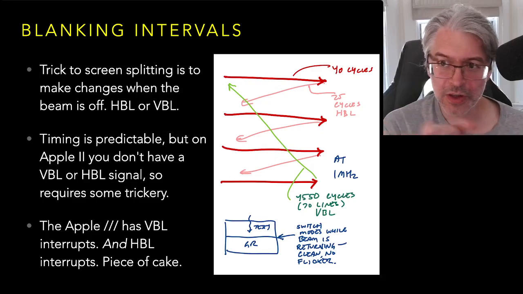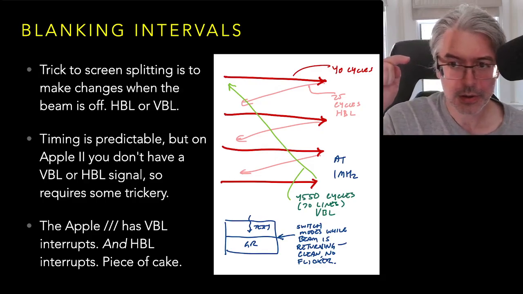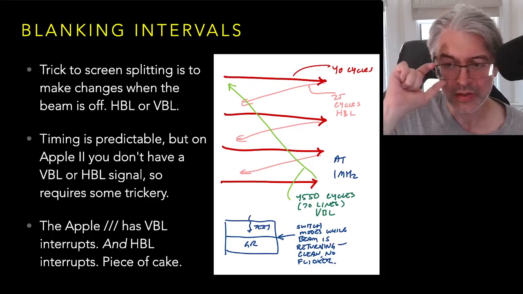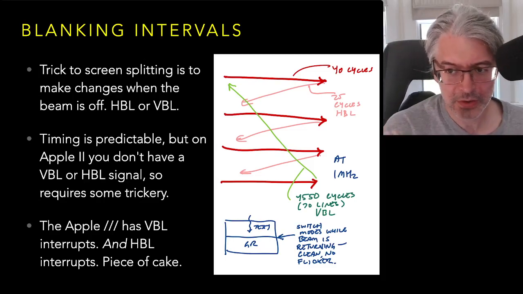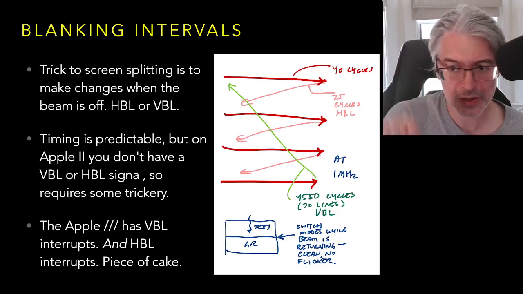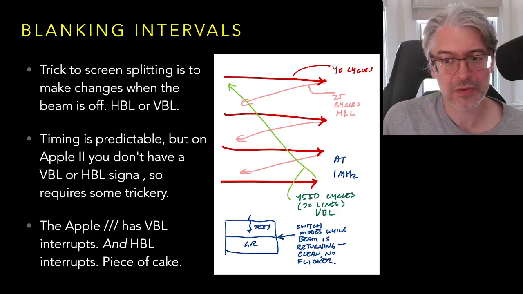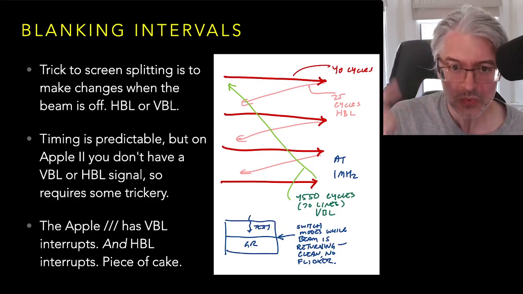So there's 65 cycles per line, and then there are the equivalent of 70 lines of drawing time to get back from the bottom up to the top. The vertical blank is 70 lines worth. So on an Apple II at 1 megahertz, that's 4,550 cycles. So we can do this.